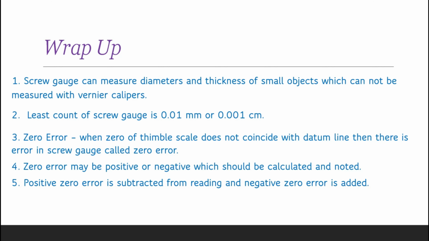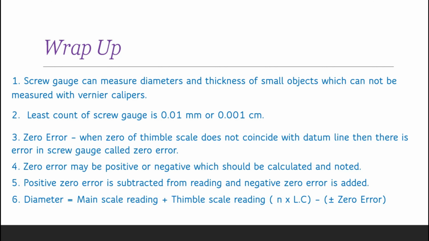Number 5, positive zero error is subtracted from the final reading and negative zero error is added. And last but not least, the diameter of the object, or all the objects which we have calculated in examples, is equal to main scale reading plus thimble scale reading, where thimble scale reading is n into least count, minus zero error. Zero error may be positive, it may be negative. If it is positive, it will be subtracted, and if it is negative, so minus minus gives us add, so that is why it will be added in the end.